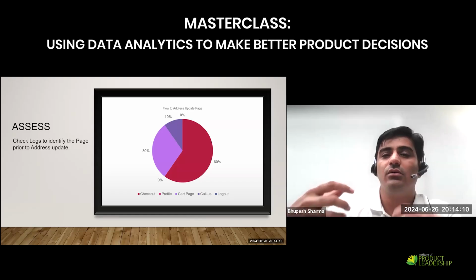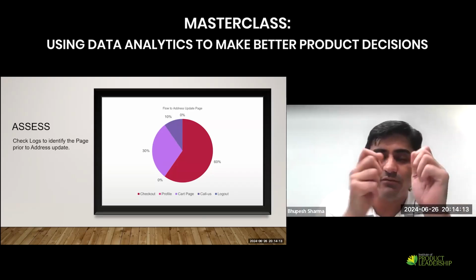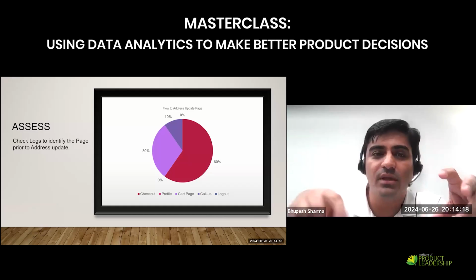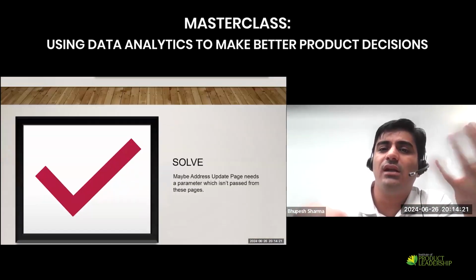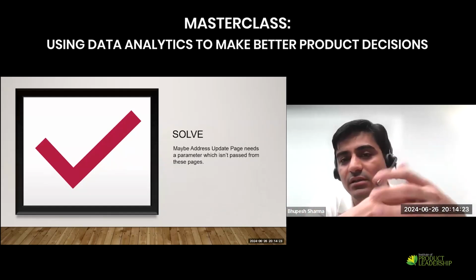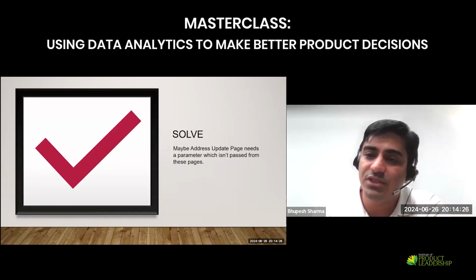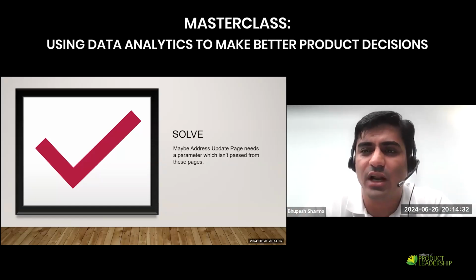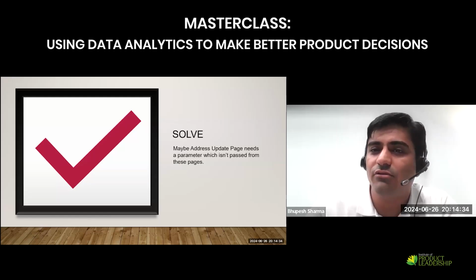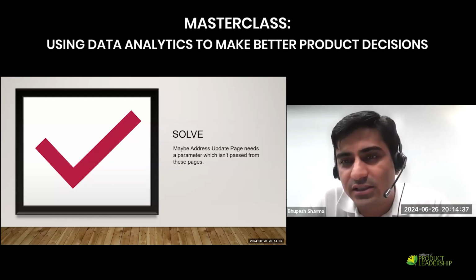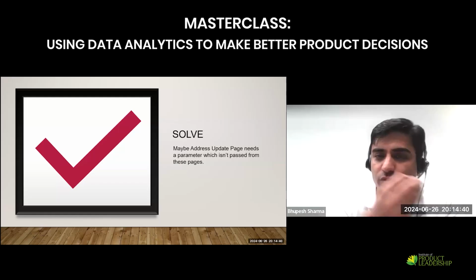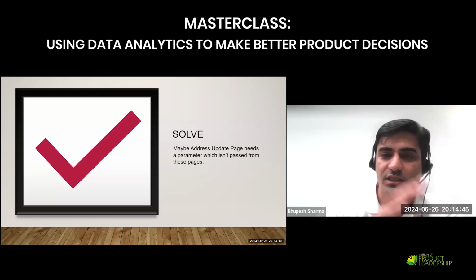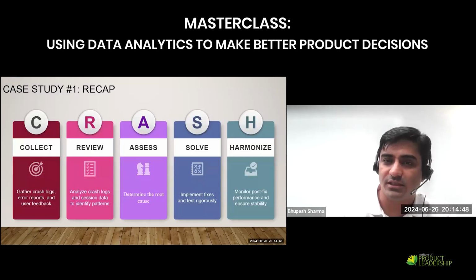So you start looking, okay, maybe there are two or three pages, and whenever from there someone clicks an address update page, it is crashing most number of times. What can be the reason? Maybe the address update page is looking for a parameter which is being passed from other pages but not from these pages. And you identified it might be a new feature which got added. They're looking for an ID, they're looking for a name, they're looking for the last updated address, something or other, which needs to be passed on but is not being passed on when they are at these two, three pages. And you talk to your technology team, and then you go ahead and solve it and fix it.